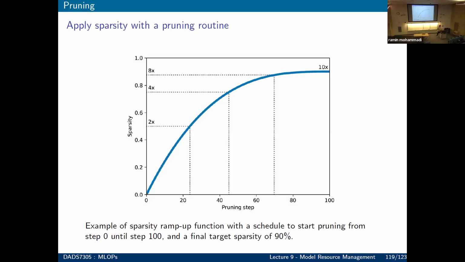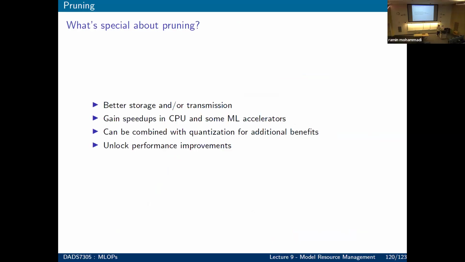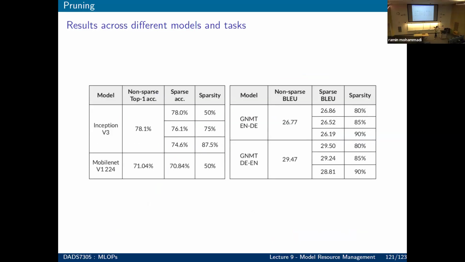The interesting thing you will see is these models, for example, Inception V3. The original model has 78%. These are large models, right? 78% accuracy, let's say. Then we introduced sparsity: 50%, 75%, 87.5%. And you only have a slight decrease in your accuracy. That means 87% of the nodes were dropped, and you just lost 4% of accuracy.